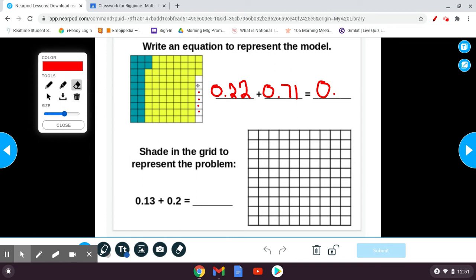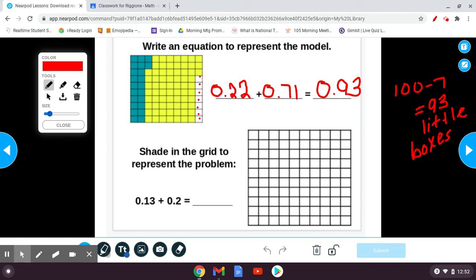So taking a look, I see I have 1, 2, 3, 4, 5, 6, 7, 8, 9 complete columns. And then I have those 3 right there. And like I said, if you wanted to count backwards, 1, 2, 3, 4, 5, 6, 7, if I did 100 minus 7, that would give me 93 little boxes. And I know that each little box is worth 1/100th. So that means I have 93/100ths. So just to show you another strategy.